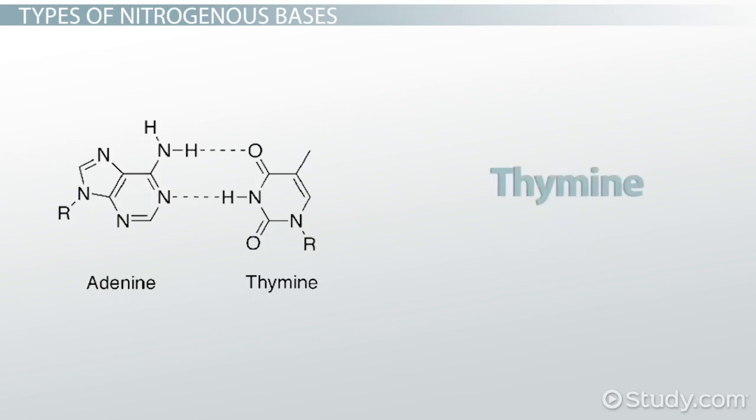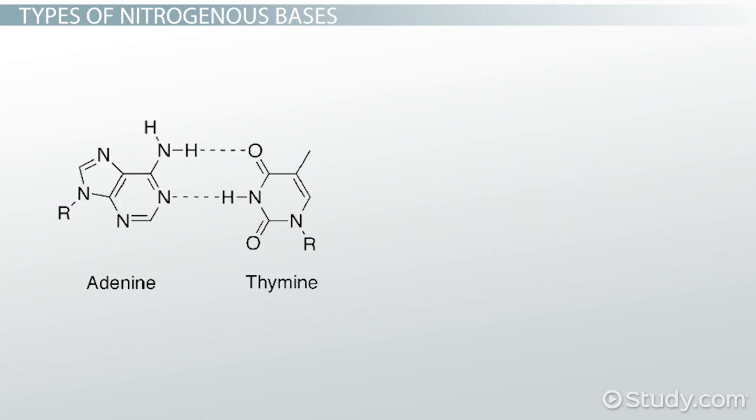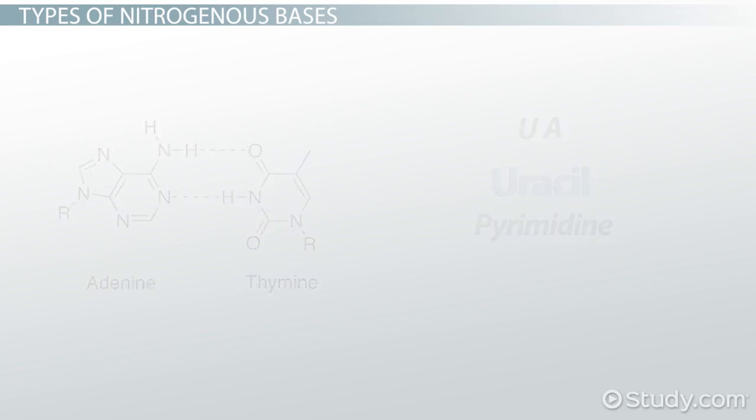Thymine, abbreviated T, is a pyrimidine, which means it has a 1-ring structure. It's only present in DNA where it pairs with adenine. As we just noted, its cousin uracil does the same job in RNA. Uracil, abbreviated U, is found in RNA. It's a pyrimidine and it bonds with adenine. Think of it as having the same job in RNA that thymine does in DNA.